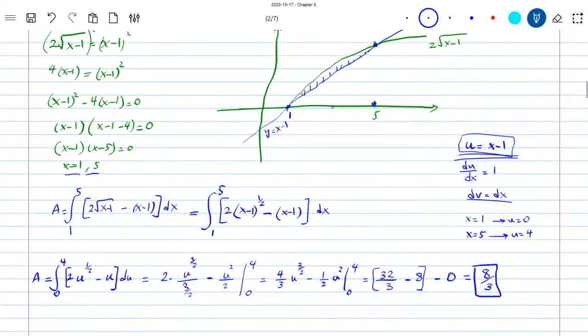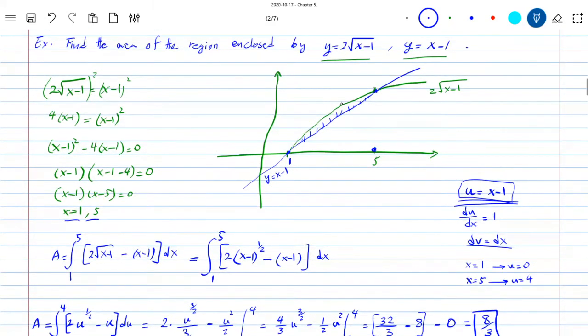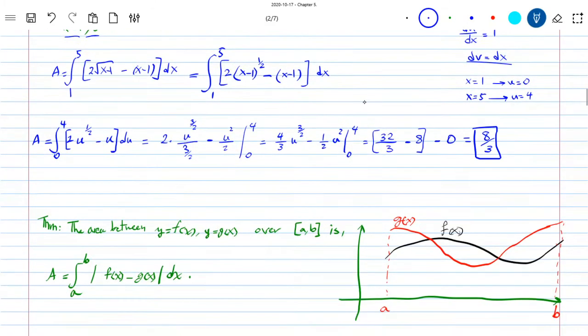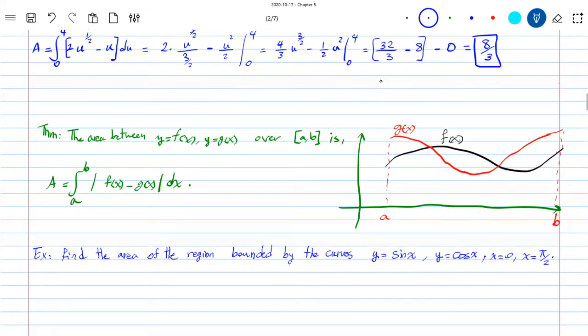Okay, just be careful with the calculation. The calculation is kind of important. You don't want to mess it up. So if you have an enclosed region, you first have to figure out what the endpoints are. Where is the interval that you want to evaluate the integral over?